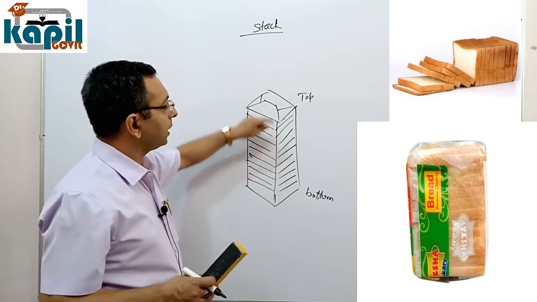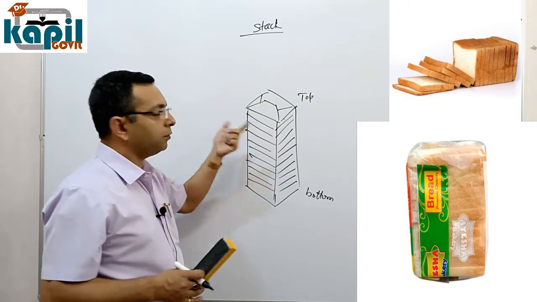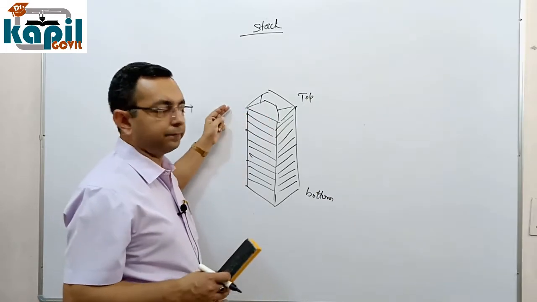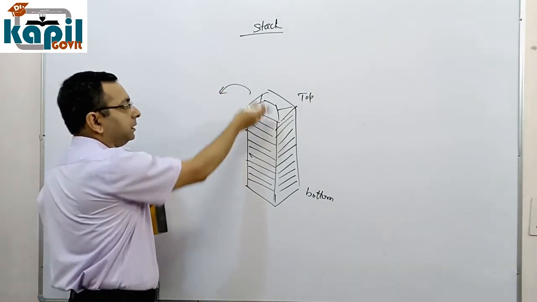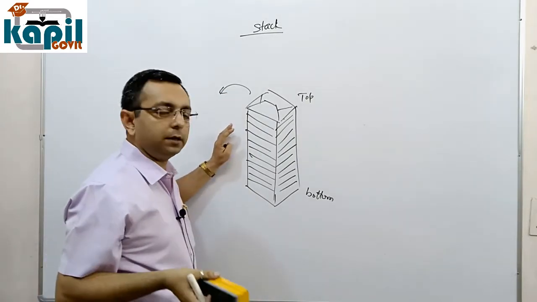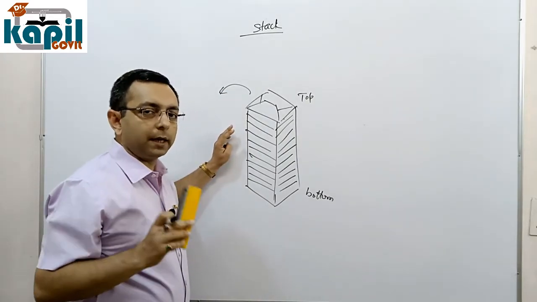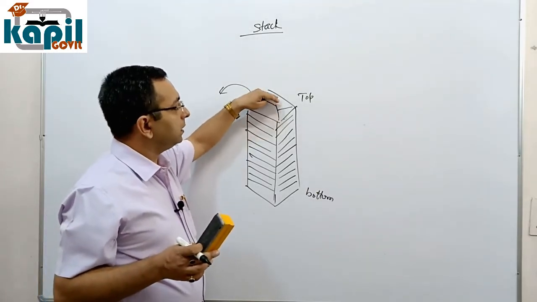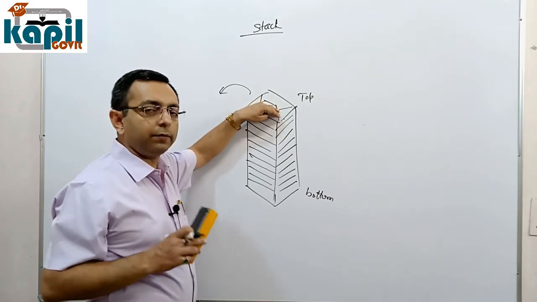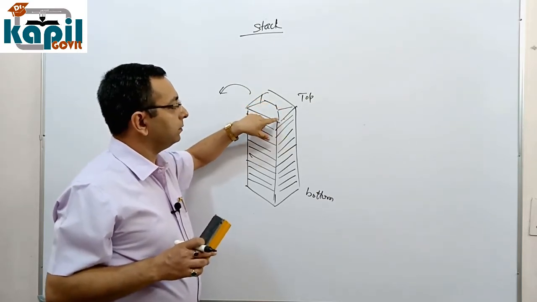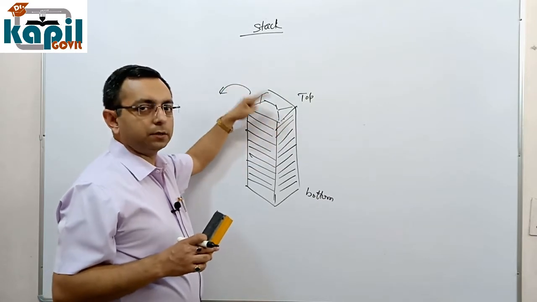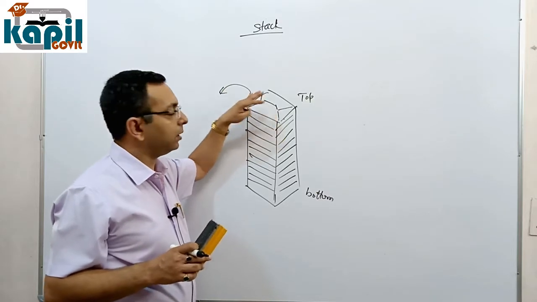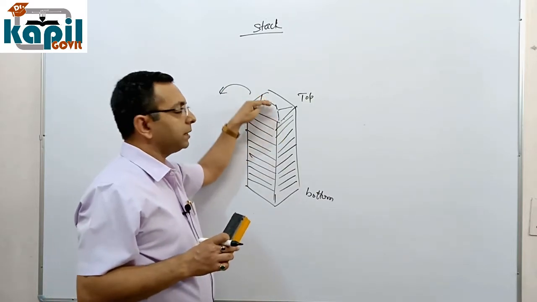So you open from one end, and if you want to take two slices, then you pull two slices from this end. And suppose you are not interested in eating one slice, then you put the same slice back into this end. So you are taking bread slices from this end, meaning the top, and you are inserting all the bread slices from the same end.